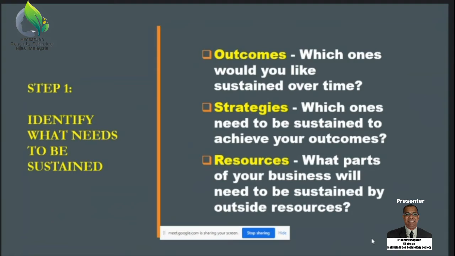For the sustainability plan, the first step, what are we going to do? The first step is to identify what needs to be sustained. For this step 1, you'll look into outcomes: which ones would you like sustained over time? Strategies: which ones need to be sustained to achieve your outcomes? And finally, resources: what parts of your business will need to be sustained by outside resources?